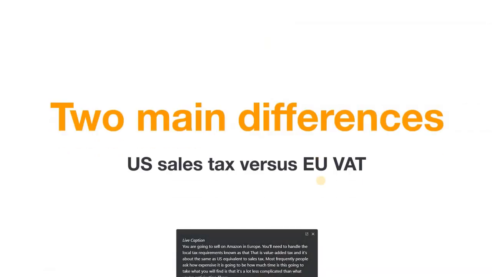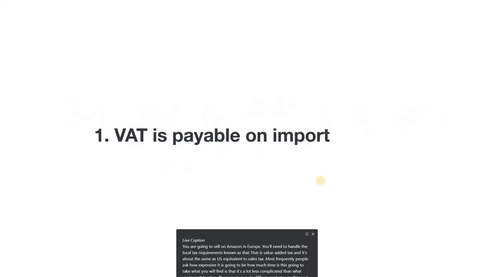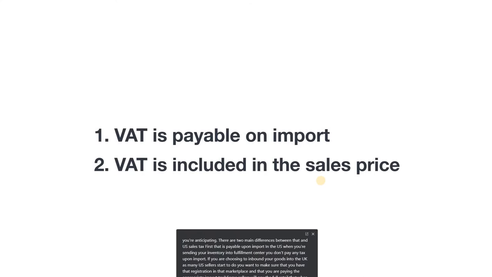There are 2 main differences between VAT and US sales tax. First, VAT is payable upon import. In the US, when you're sending your inventory into a fulfillment center, you don't pay any tax upon import. If you are choosing to inbound your goods into the UK, as many US sellers start to do, you want to make sure that you have VAT registration in that marketplace and that you are paying the appropriate import tax. Some sellers will pay the full retail VAT when they're importing, and then they just claim that once they sell the items. Second, VAT is included in the sale price.